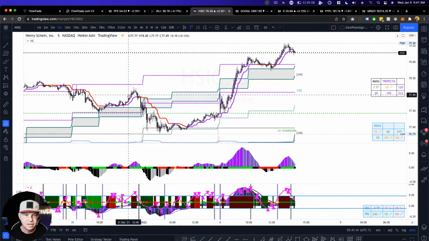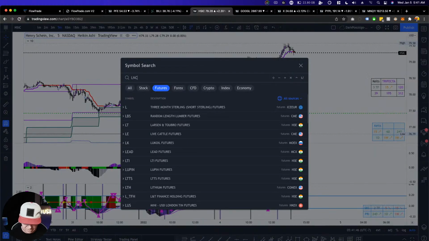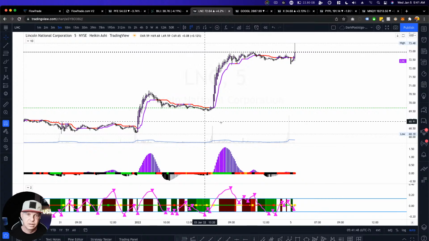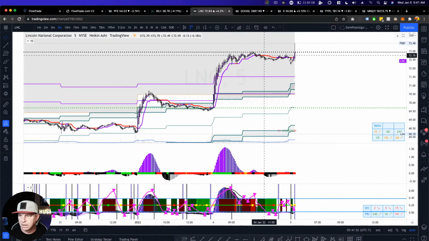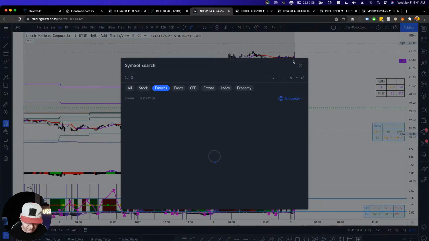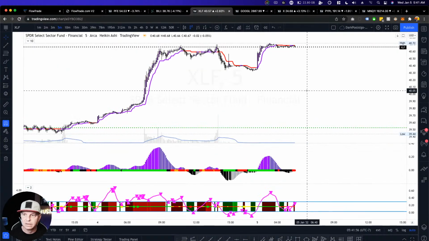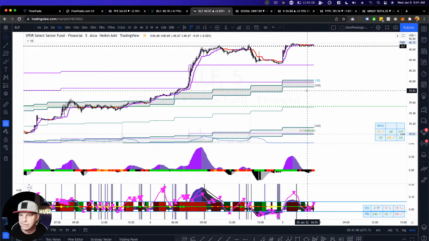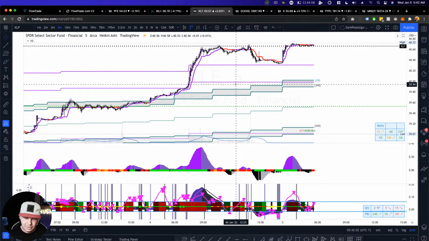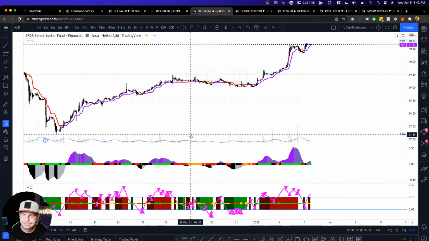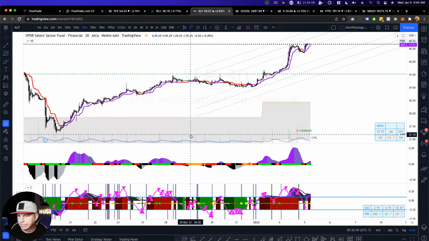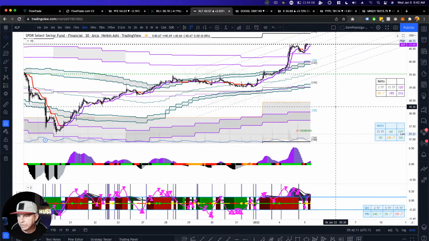In financials, Lincoln National LNC is downgraded to in line from outperform at Evercore. They got downgraded, but they're still ripping. Maybe did we move into XLF? Nobody told me. Yep, we did. All right. So XLF it is.